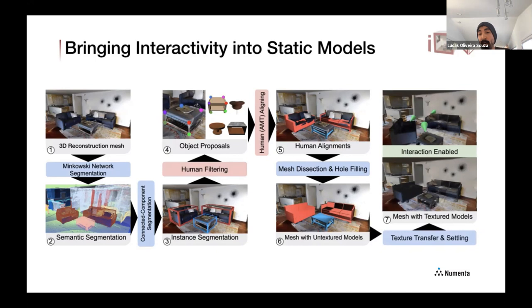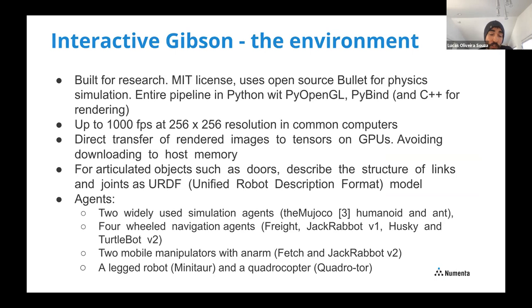So I could take a picture of your house, go through all this process, and interact with your house in the simulator. After I build a simulator, then I could, in theory, make it run in the real thing. Yeah, exactly. And it's built for research. It's MIT licensed. It uses open source Bullet for physics simulation. The entire pipeline is in Python, with PyOpenGL and PyBind, and there's just C++ for the training part, the part we don't actually change.